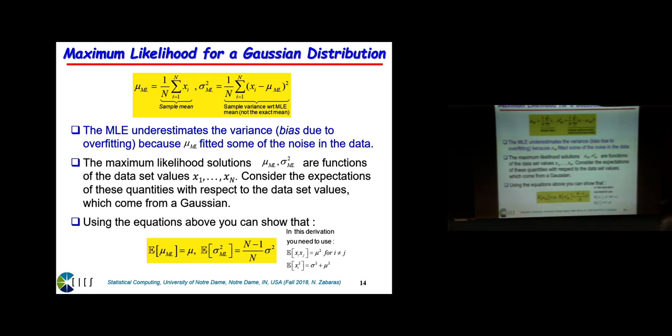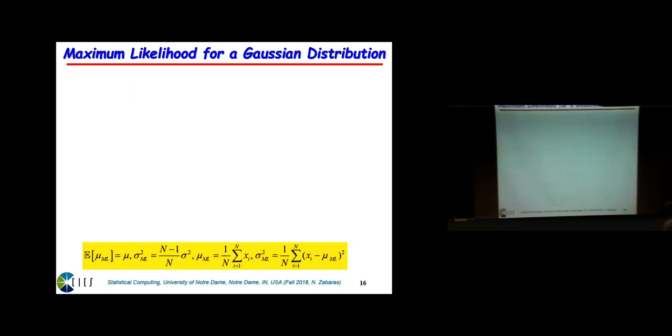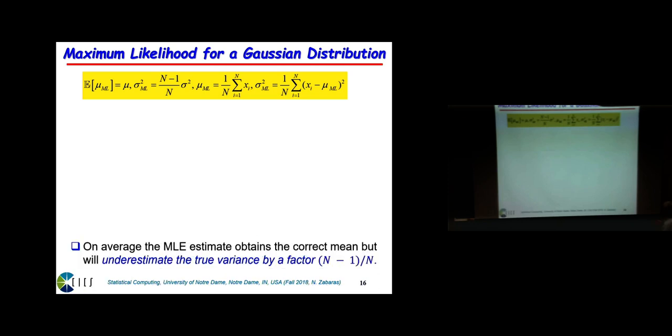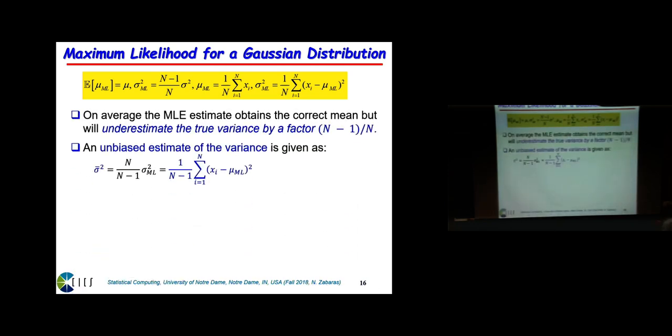So this is unbiased, this is biased, and a way to correct this, if I see the formula, is, instead of using this sample variance for the estimator of the variance, to use 1 over n minus 1 of this, right? And if you repeat the calculations, you will see that this estimate is indeed unbiased.